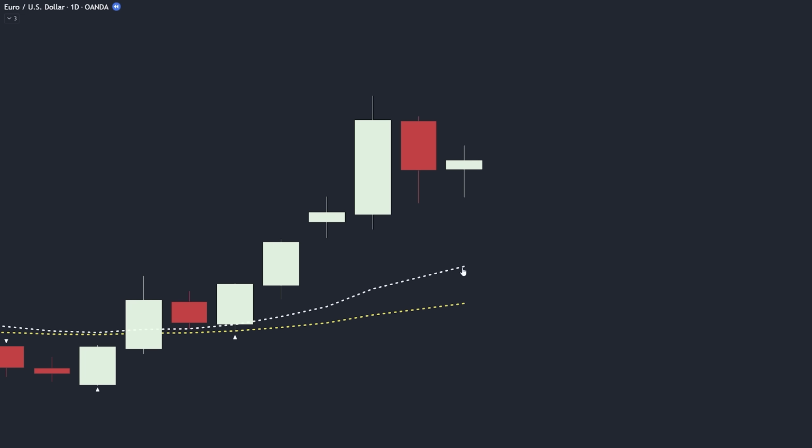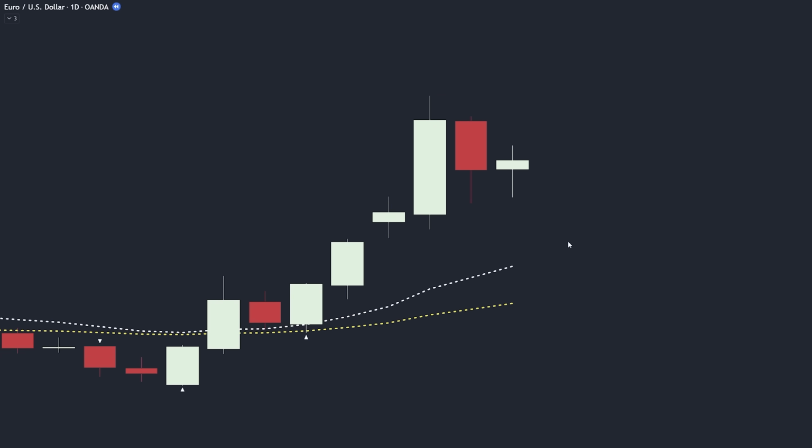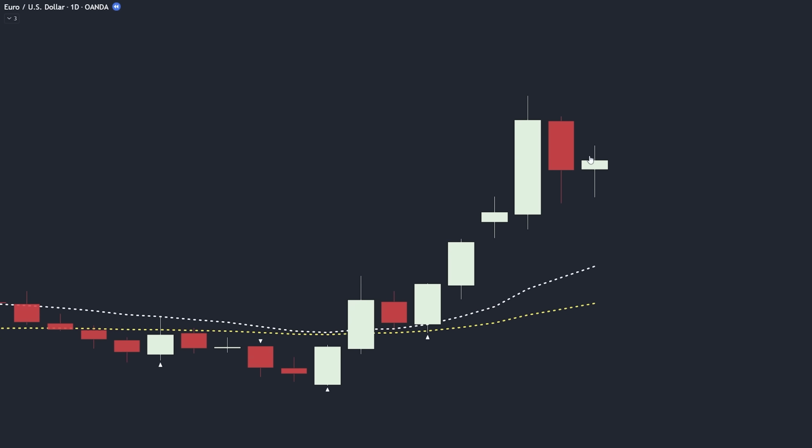Euro-dollar daily, 20 above 50, both sloping up clean, and price riding well above both. Trend confirmed, but price is extended way above the 20, nowhere near the zone. No pullback yet, so no setup. You keep this one on the watch list for next days.